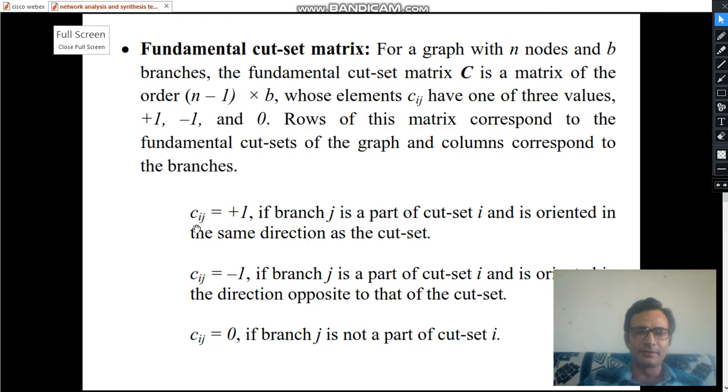If branch j belongs to cut set i, and its direction is the same as the direction of the cut set, then it will be +1. The direction of the cut set is considered to be oriented in the same direction as the corresponding twig of the cut set. In each and every cut set there is only one twig and the remaining branches are links. So the direction of the cut set will be the same as the direction of the twig. If the direction is opposite, then -1. If branch j is not a part of cut set i, then it will be 0.